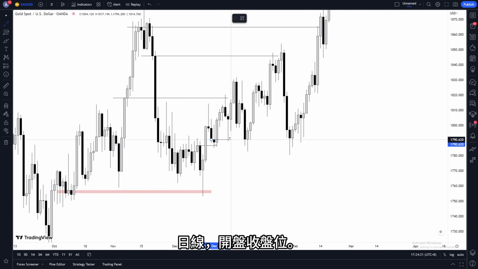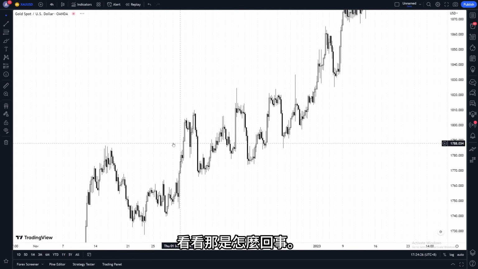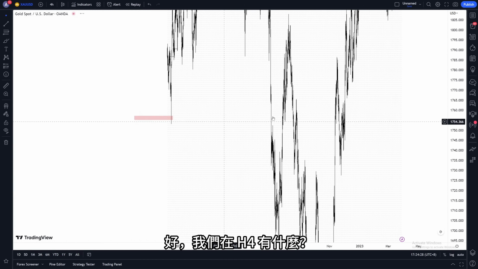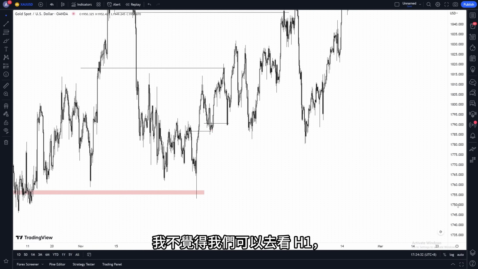But yeah, so we have this here. We're weekly bullish. So what's the first way you can enter? You can just go straight, right? Daily, open, close, go to the H4. Oh, I'm getting lost. Get H4. See what's up with that.